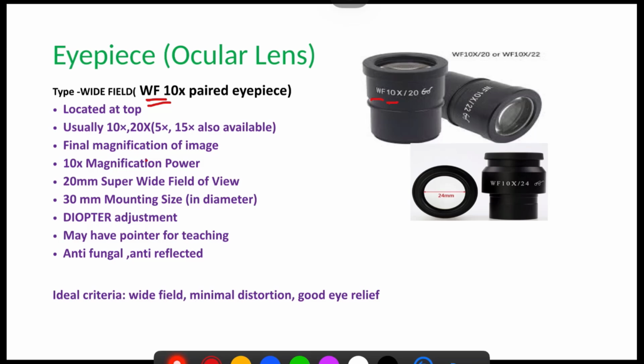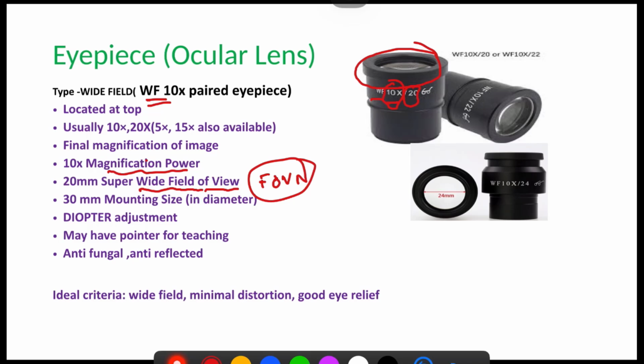Then the final magnification of the image depends on the eyepiece. Here, 10x suggests the magnification power, and 20 suggests the wide field of view. So this 20 is the field of view number. Then the diameter is 30 millimeter, and a dioptric adjustment is there.